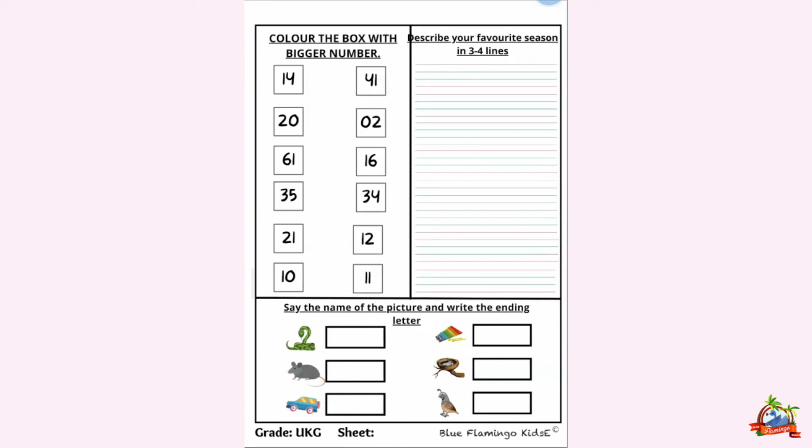Now see the next column in which another two numbers are given, 20 and 2. 20 है और 2 है. So which one is bigger? कौन सा number bigger है? बड़ा कौन सा है? Yes, 20. 20 is the bigger number. So we will color the box, that box in which 20 written. जिसमें 20 लिखा है हम उस box को color करेंगे.